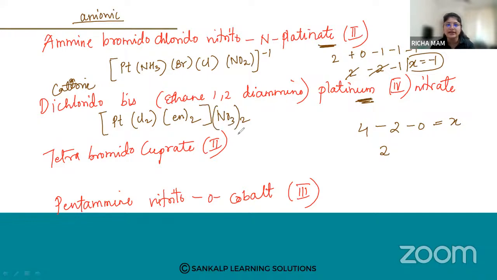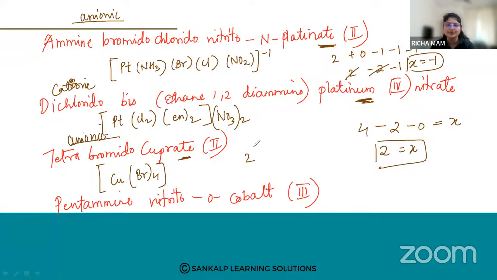So again a cationic complex. Okay. So 2 is equal to X. Okay. Next one, tetrabromido cuprate. Cuprate means again this is an anionic complex. So copper, then bromido means 4, Br4. What will be the charge? Copper is 2, bromine is -4 equals X. So X is equal to 2. So the charge is -2. Okay, so the charge on the complex is -2. So this is the name of the complex.